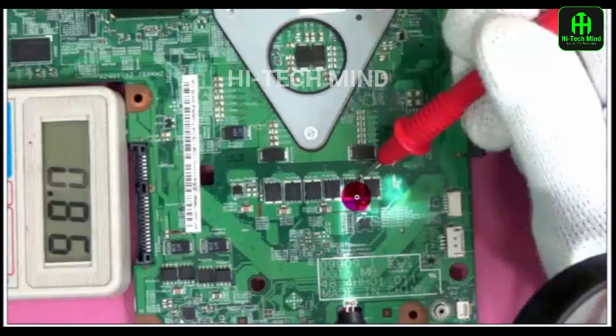Look at the image. This is upper MOSFET. Watch the multimeter. Upper MOSFET voltage shows 0.86 voltage. This is the weaker voltage. This upper MOSFET drain consumes high voltage from adapter or battery. The adapter voltage converted to another low voltage. This is the upper source voltage 0.86.